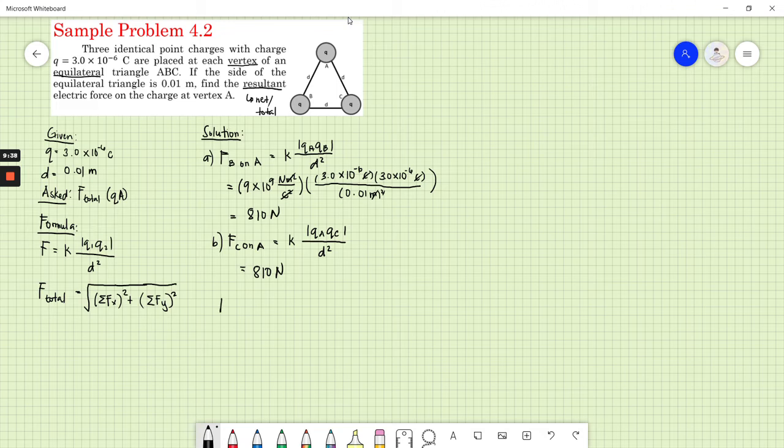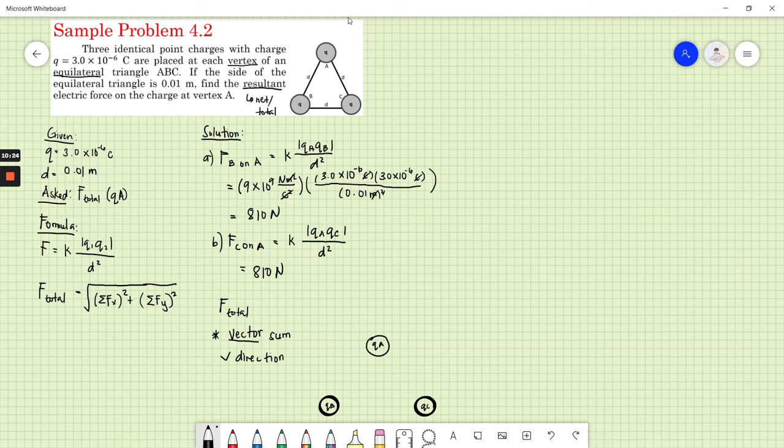Remember, to find the F total, you have to do a vector sum. It's basically a vector addition. And since we're talking about vectors, we have to consider the direction that this charge is experiencing. So if we are going to draw this, let's say we have our QA here, and we know that QB is here, and we also have our QC here.